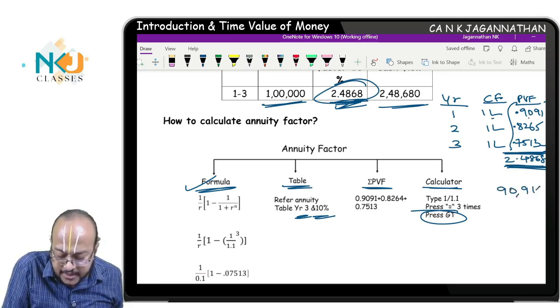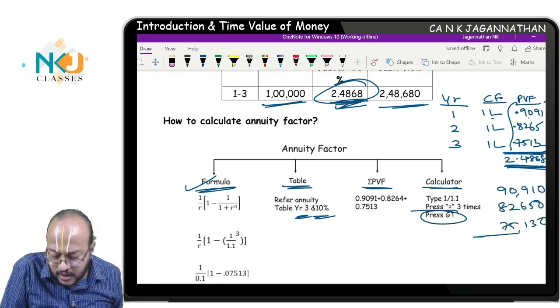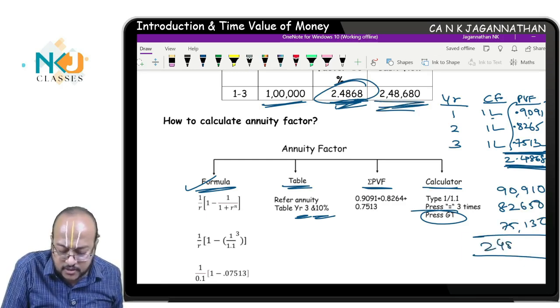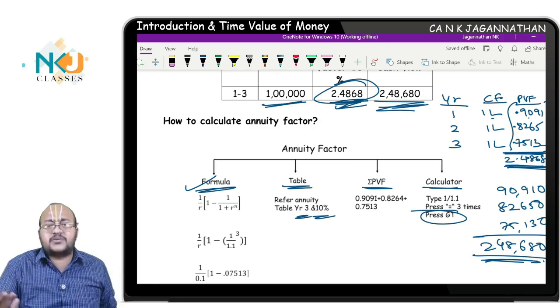This is nothing. Also, you can calculate 1 lakh into 0.9091, okay, 90,910 or so, and 82,650, again 75,130. You add it up, you will again get this 2,48,680. This is the present value annuity factor.